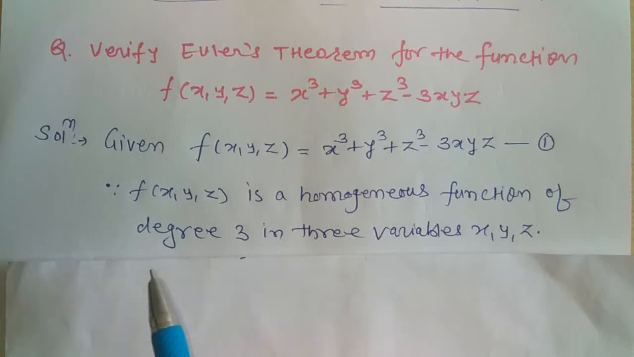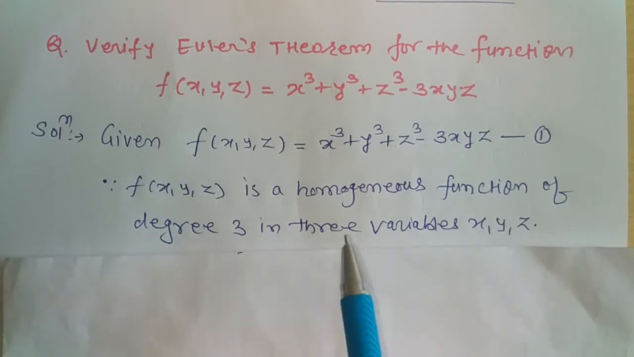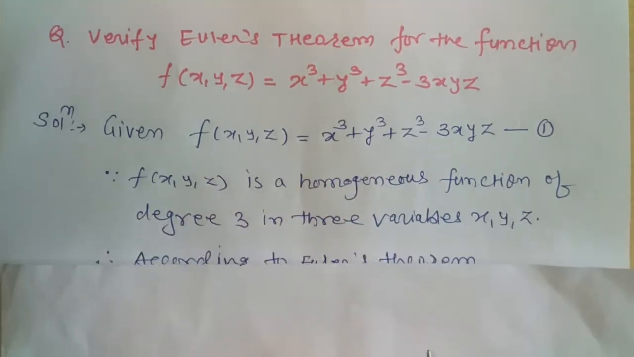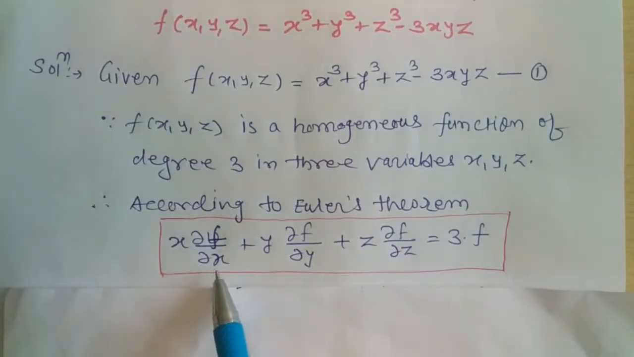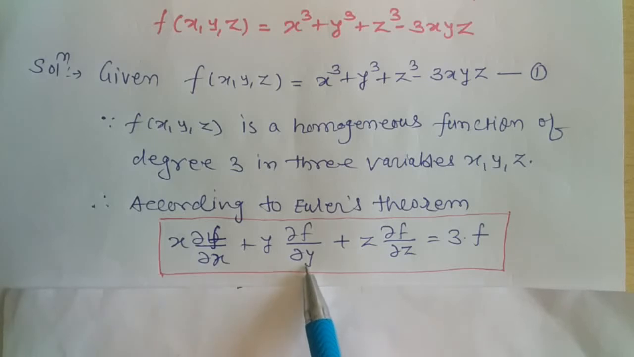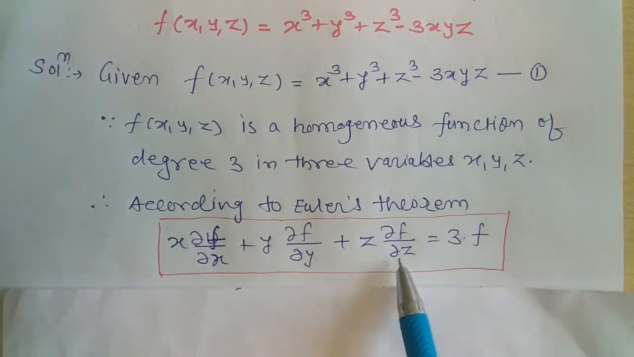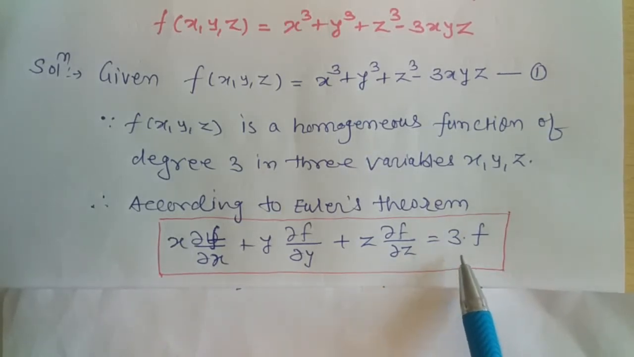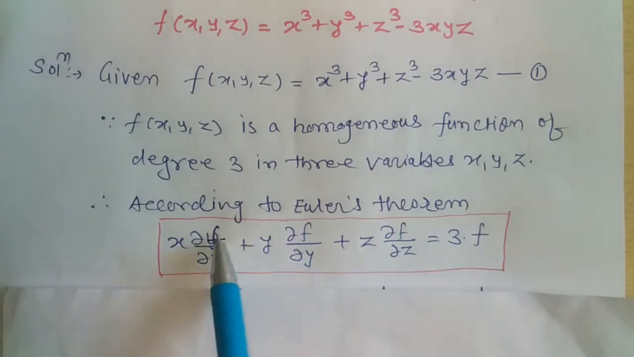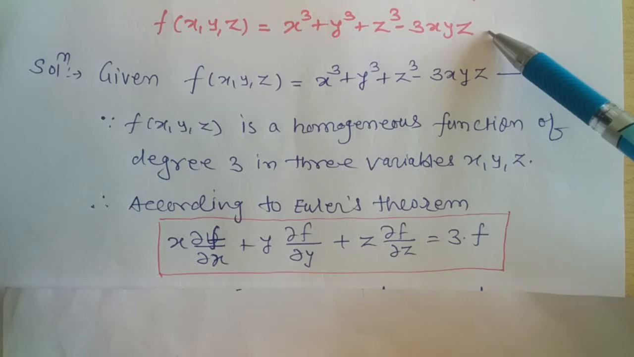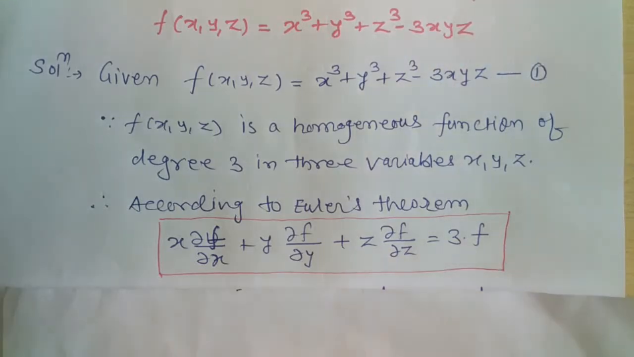Now, according to Euler theorem, for a homogeneous function of degree 3, we have x del f by del x plus y del f by del y plus z del f by del z equal to 3 times f, according to Euler theorem. And we have to establish this relation for the given function of degree 3.